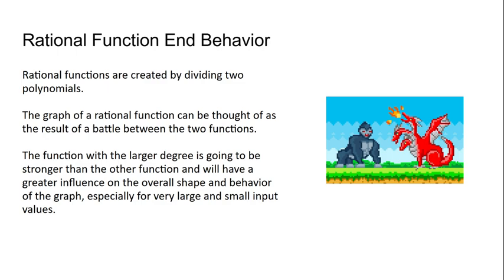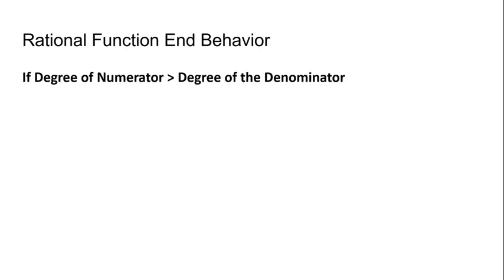So essentially, as we're going out towards negative infinity or out towards positive infinity on our graph, the polynomial with the larger degree is going to have more of an influence and sort of dictate how the graph behaves. It's going to win the battle. Here are our rules to follow when we're deciding what the end behavior is.